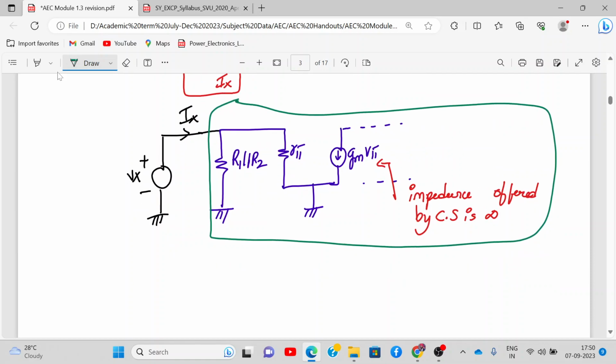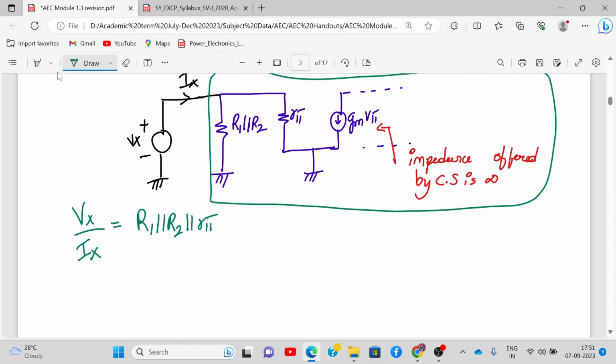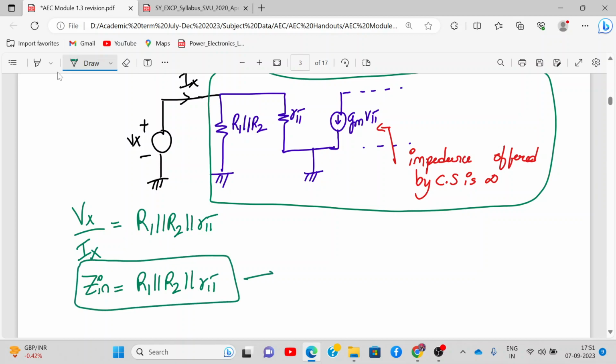So what is left out now? Vx upon Ix is how much? What do you see? R1 parallel to R2 parallel to R pi, right? Yes or no? So this becomes my input impedance, Zn. That's it. This is my input impedance for the amplifier.